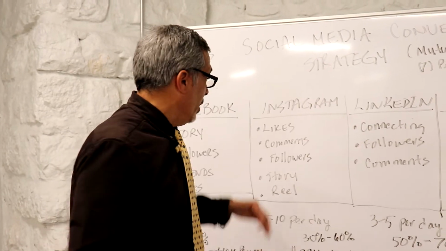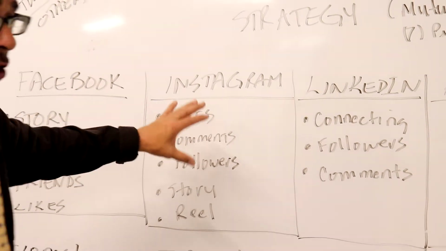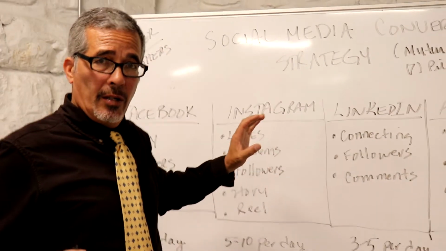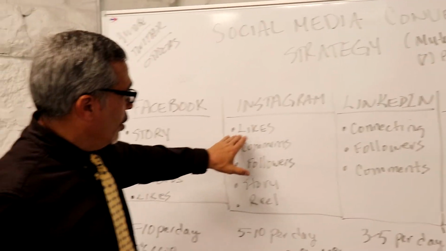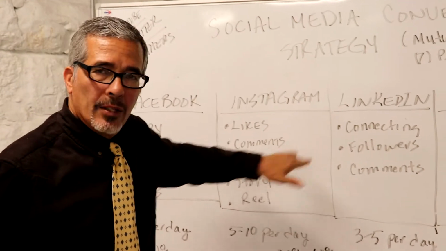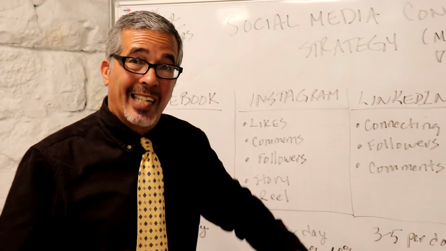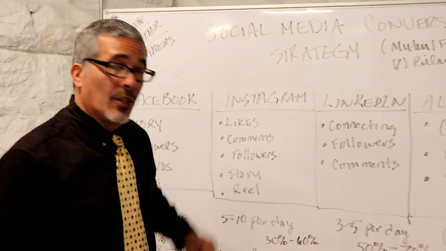Now, let's go into Instagram. As you know, Instagram is owned by Facebook. Instagram has a different clientele. So you got to know who your audience is. You could generate business through the likes, through the comments, through the followers. And they got 2 new ones, the story and the reel.